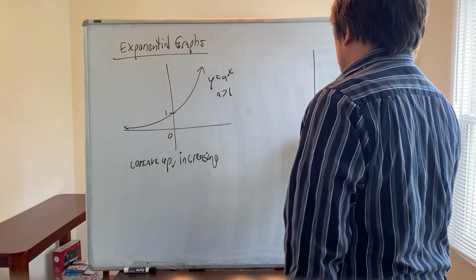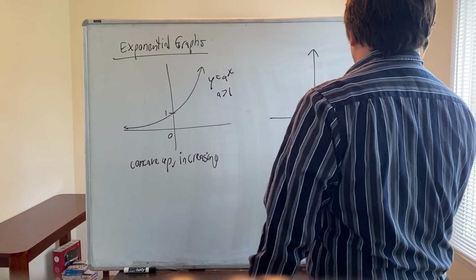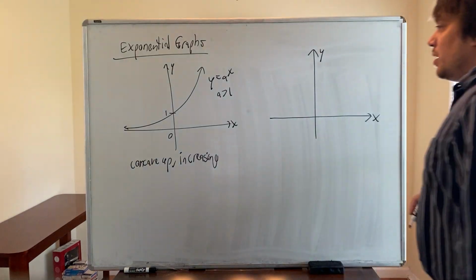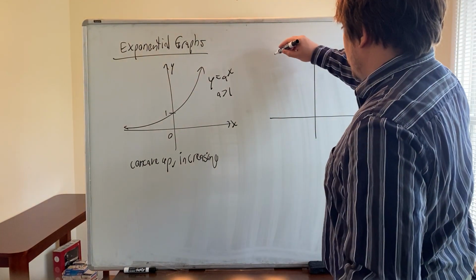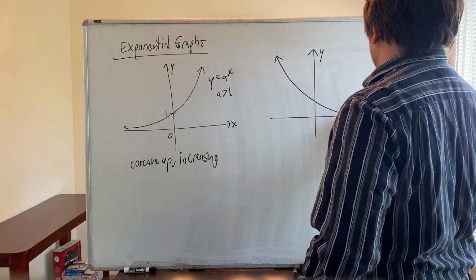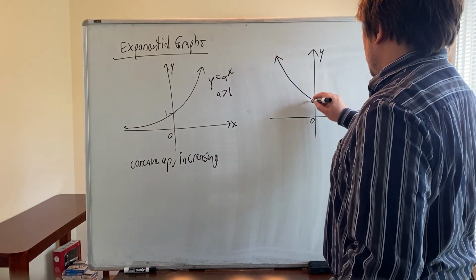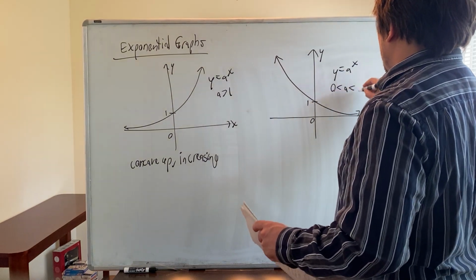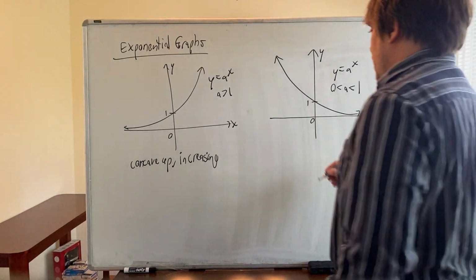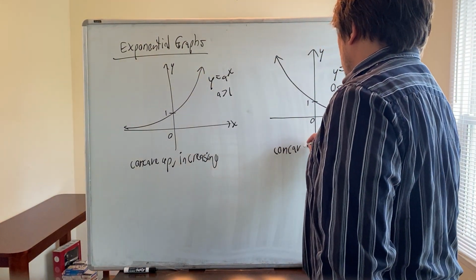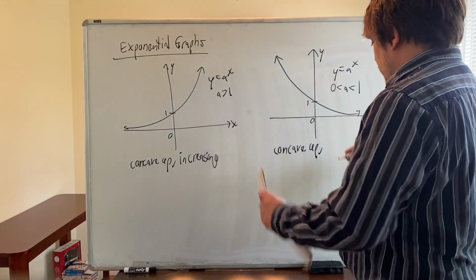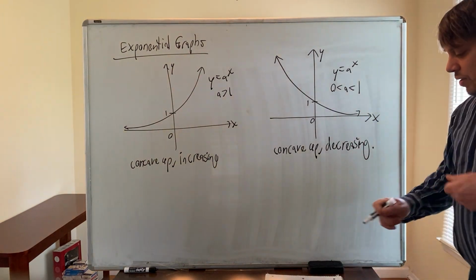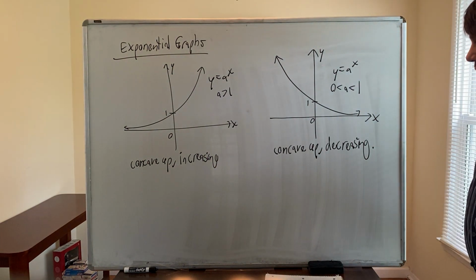Next, another graph. Okay, x-axis, y-axis. So I'm going to put the x and y-axis here. Now, this is the graph of the exponential function if a is strictly between 0 and 1. So this is y equals a to the x if a is strictly between 0 and 1. And it's concave up also, but now it's decreasing. Okay, and so this is the exponential graph.